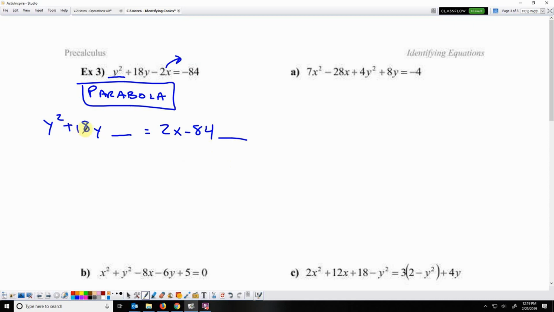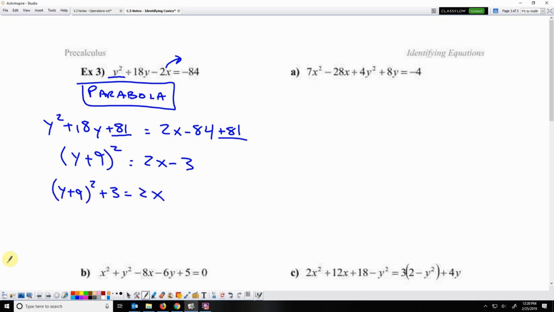Okay, half of 18 is 9, and 9 squared is 81, so I'm adding 81 to both sides. To factor this square trinomial, y plus half of b, which is 9, squared equals 2x, negative 84 plus 81. Okay, now I want to get x by itself. So y plus 9 squared plus 3 equals 2x.